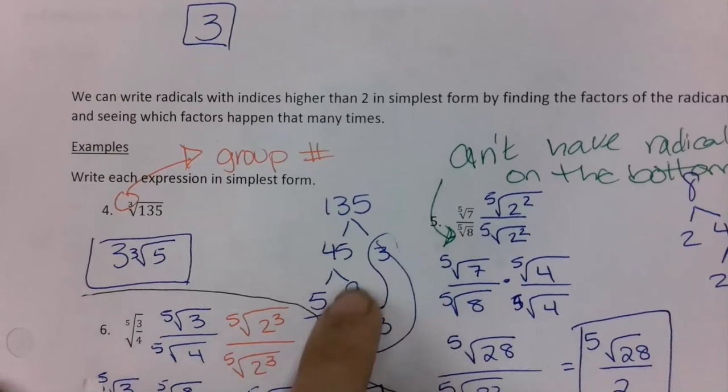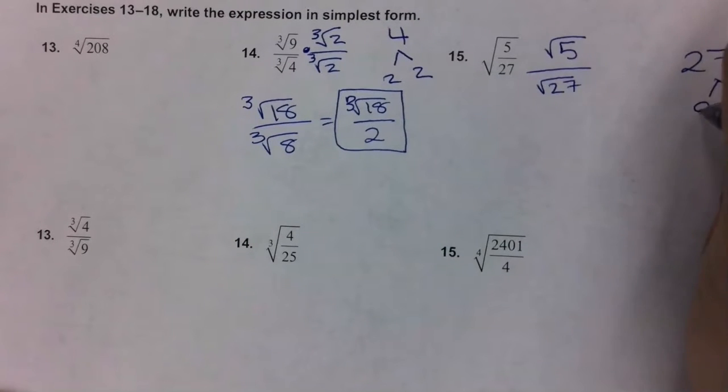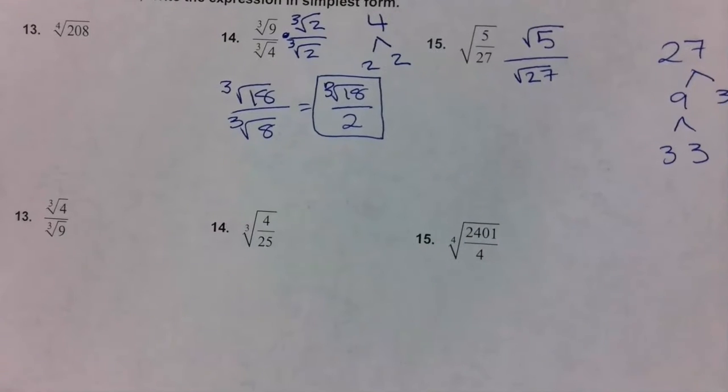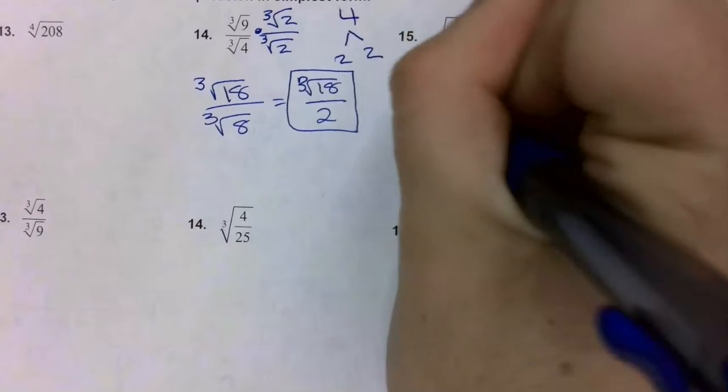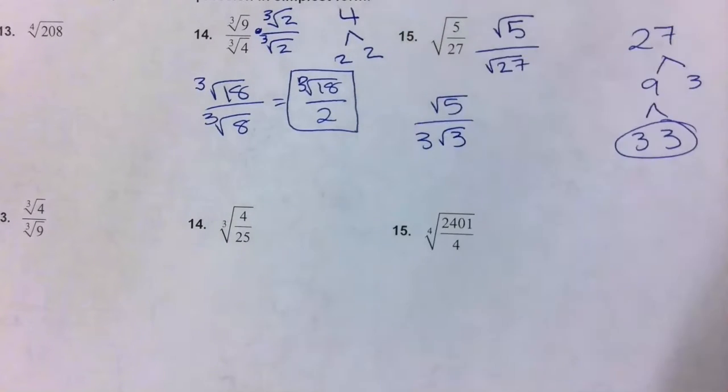When I'm talking about a group, that's what I mean by a group. 9 and 3. So is it radical 5? Yeah, because I have a group of 2. But I still have a radical on the bottom. Is that okay?